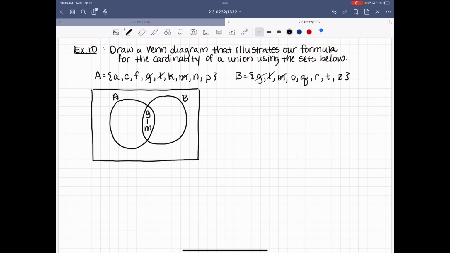Now once you have the intersection labeled, then you can just add the other stuff on the outside. Notice I marked out the G, L, and M from both sets because I've already put them in there. So in A, now I can go in and write the A, the C, the F, the K, the N, and the P. Over in B, I can fill in its other parts. O, Q, R, T, Z.